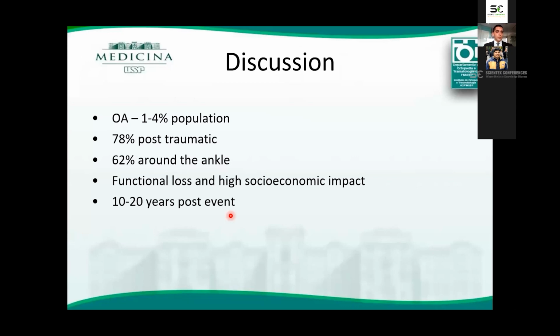For discussion, we observed that osteoarthritis of the ankle affects 1 to 4% of the adult population, and 78% of cases are estimated to be of post-traumatic origin. Fractures around the ankle are responsible for even 62% of the cases, and individuals with post-traumatic osteoarthritis at the ankle tend to be younger, with joint degeneration in the lower limbs, and present faster functional loss, with progression to the final stages of the disease between 10 and 20 years after the initial event.